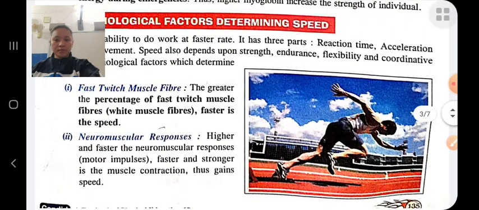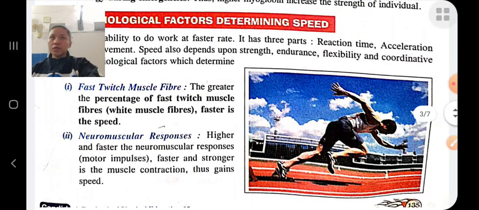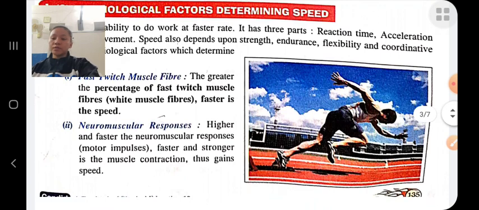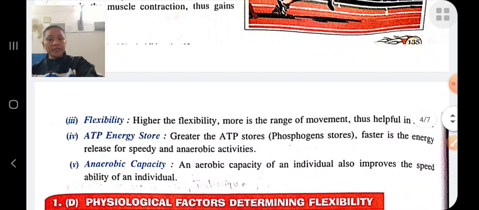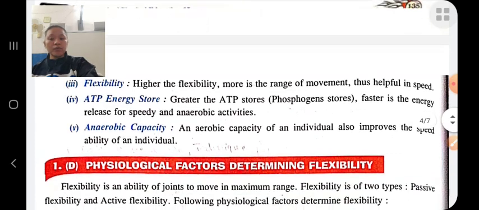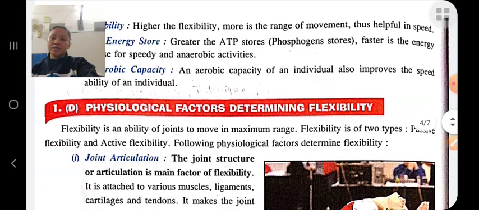Fast twitch muscle means they have more speed. If there is a better neuromuscular response, the faster the muscular contraction will be. Thus, our speed will also improve. Flexibility, and ATP energy, which acts as emergency energy. Therefore, our speed will be improved, and anaerobic capacity.